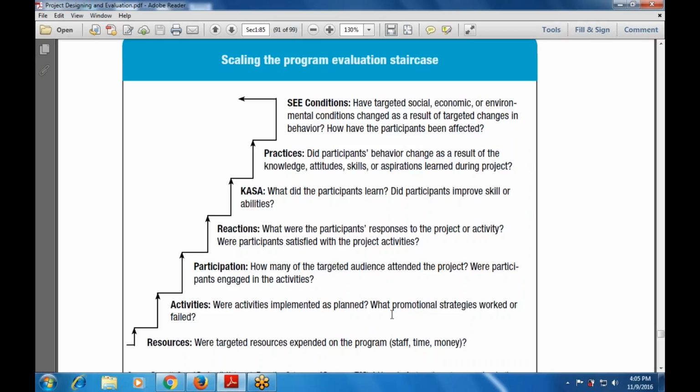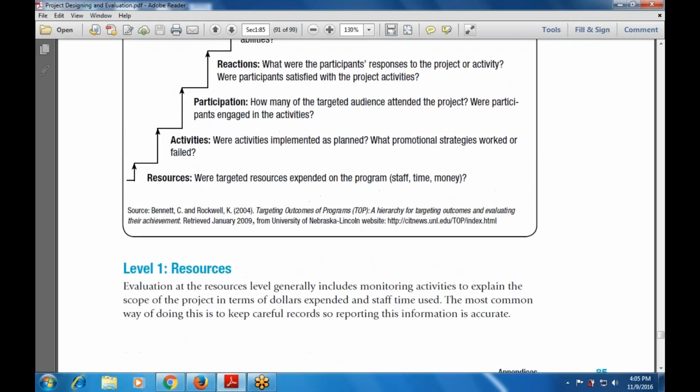These are the various conditions that we are going to cover. One is the resources, then activities, then participation, reactions, KASA, practices, SEE conditions. So these are the various steps of the staircase, going ladder by ladder, for the various evaluations. We can say this is the scaling of the evaluation. First the resources, then the activities included, then participation. After participation there are reactions. After the reactions there is KASA, that is knowledge, attitude, skills, aspirations. Then practices, then SEE conditions. These are the various levels used in the evaluation.